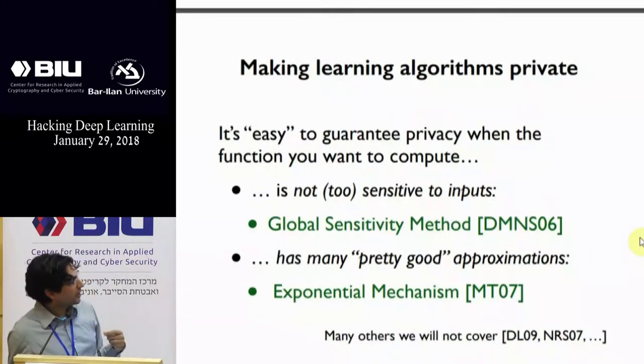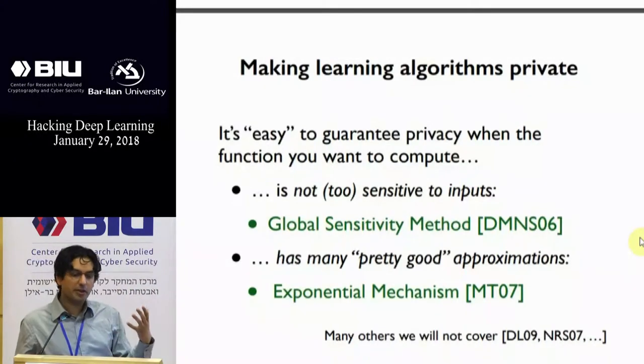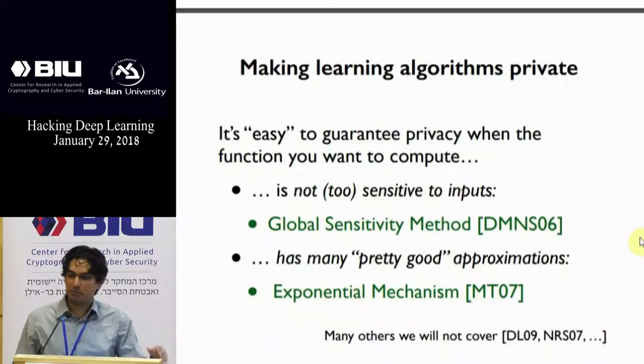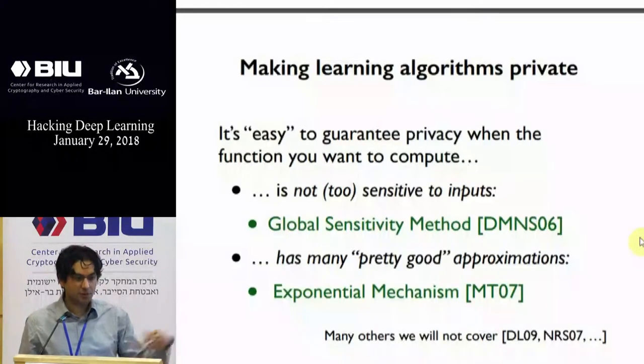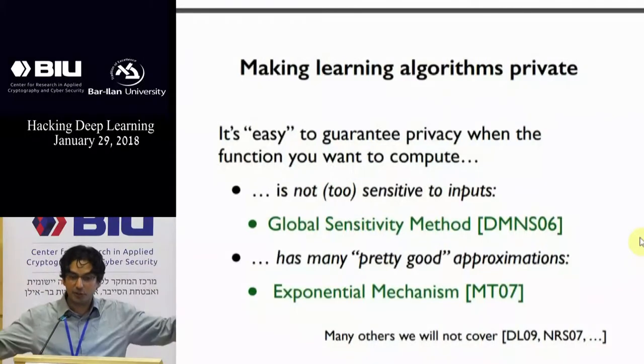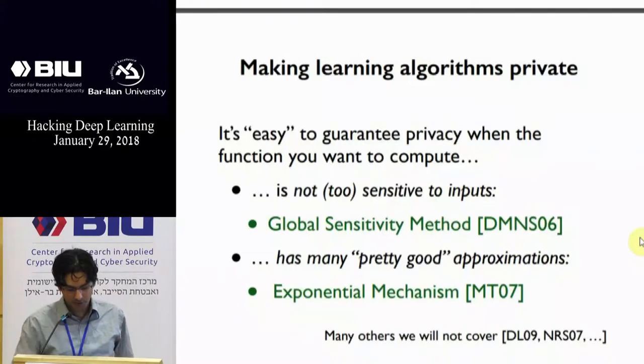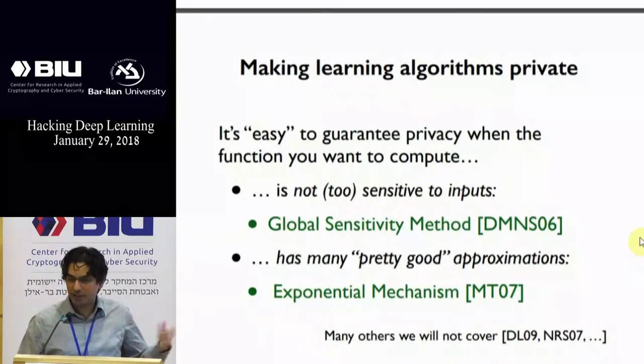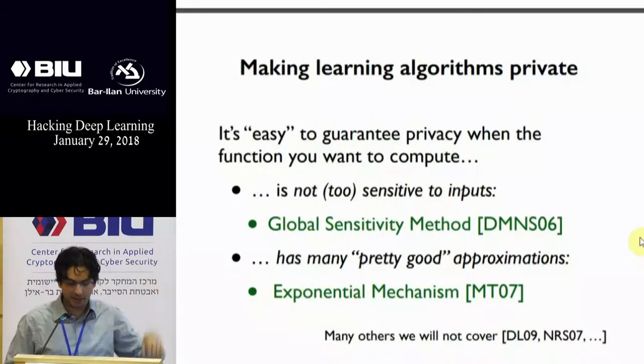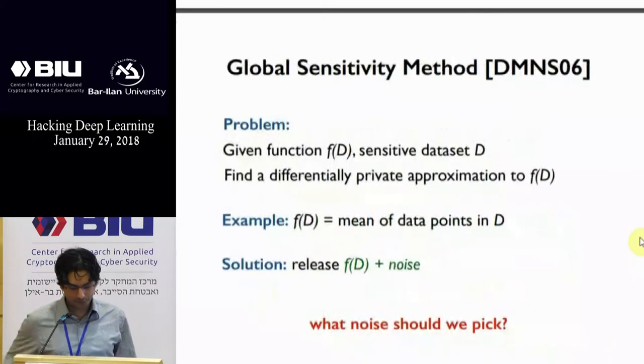Or if the function you're trying to compute has many pretty good approximations, like there are many classifiers which would be pretty good, it doesn't matter which one you pick. So in that sense, there are a lot of good solutions, in which case your solution is not very sensitive. In that case, you can also randomly pick a solution, and it should be a good one if you're biasing your selection towards good solutions.